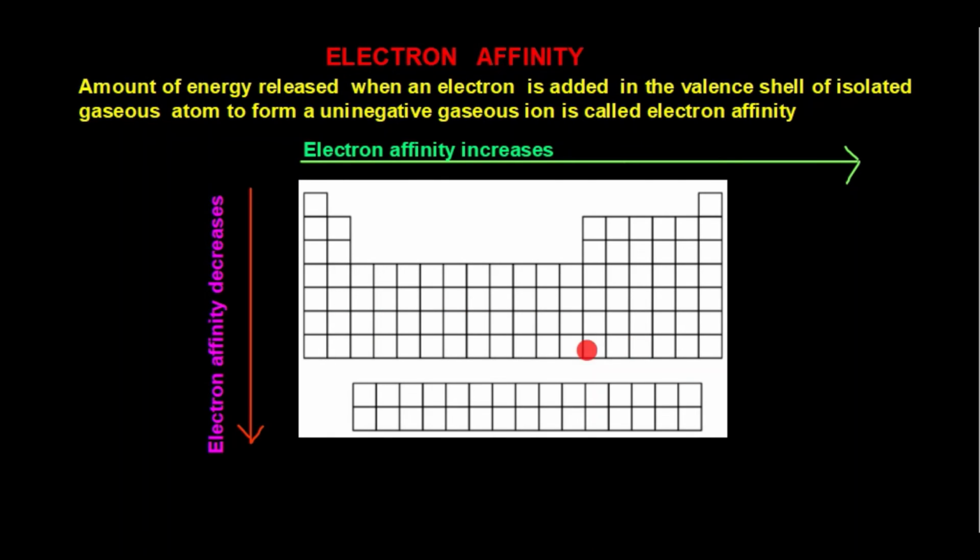Therefore, alkali metals have the lowest electron affinity, while halogens, that is members of group 7, have the highest electron affinity in each period. I hope electron affinity is clear to you.